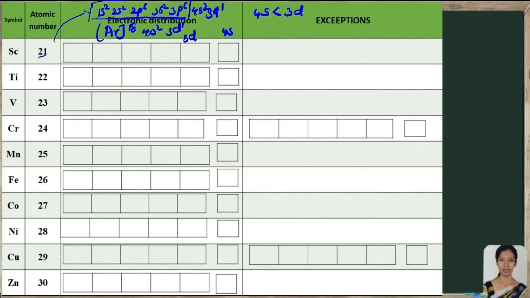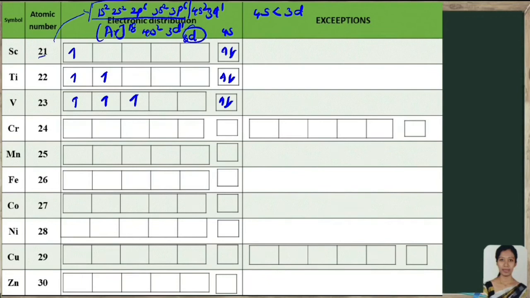The first element is argon 18, 4s2 I have written, and 3d1. The next element is titanium 22, argon 18 plus 4s2, and another 2 electrons will be in the d orbital. Vanadium with the atomic number 23: 4s will take 2 electrons, argon 18 plus 4s2, total number of electrons filled is 20, another 3 electrons, 21, 22 and 23, will be in the 3d orbital.